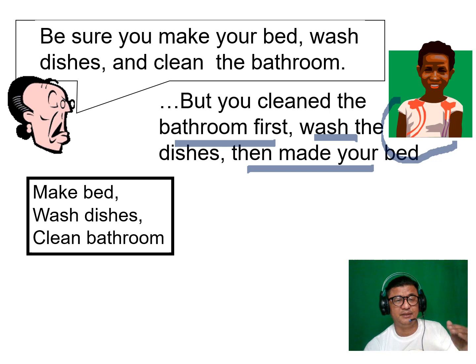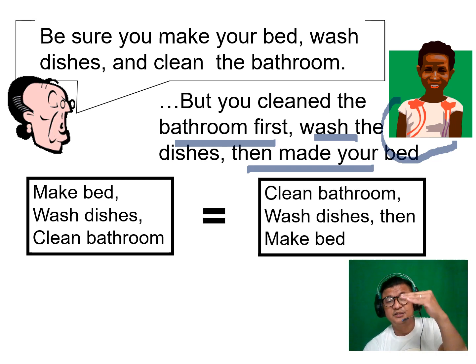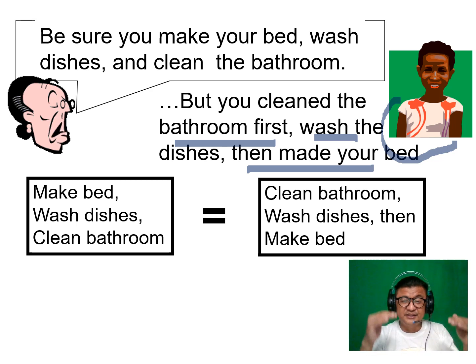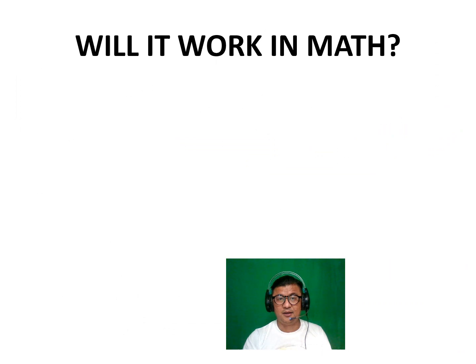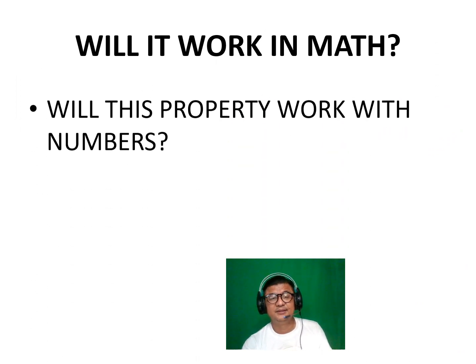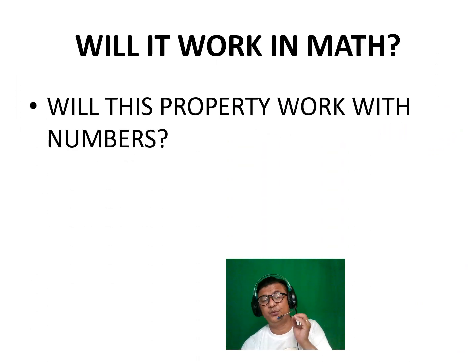Now, make bed, wash dishes, clean bathroom. Is it equal to cleaning the bathroom first and then washing dishes and then making the bed? Does it matter? Did you accomplish the task? Does the order matter? No. So you call that associative property. You associate whatever you want to do first, as long as the result will be the same. Will it work in math? Okay, and will this property work with numbers?